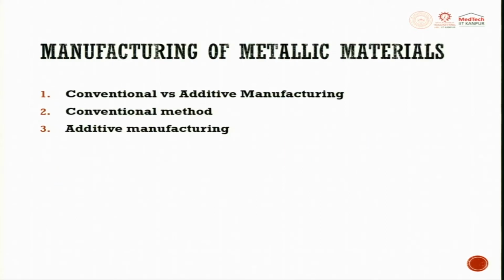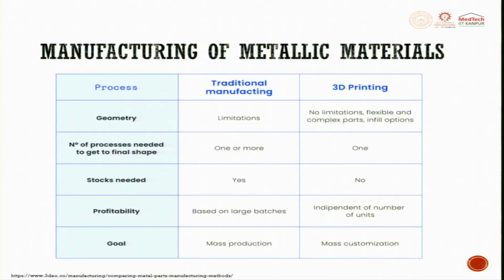When we discuss manufacturing of metallic materials, we have three subdivisions which we will cover in the presentation. The first is comparing conventional and additive manufacturing. Next are various conventional methods, and the next one is additive manufacturing methods.